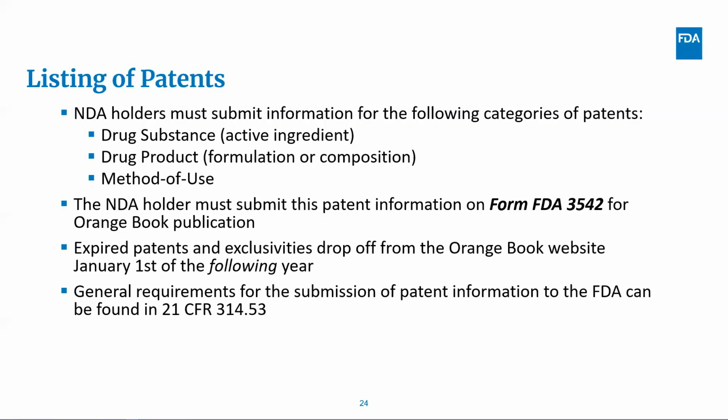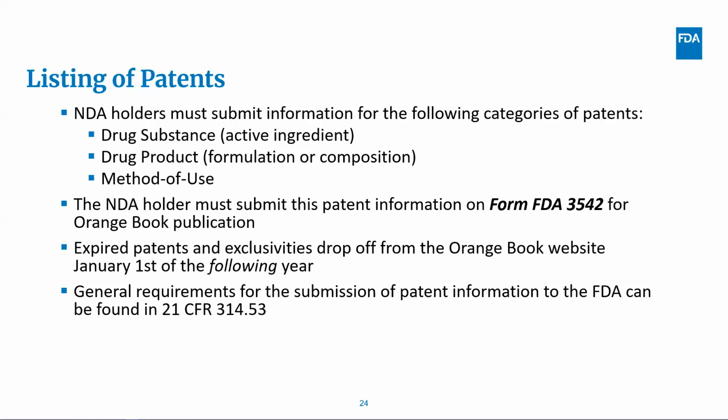How are patents listed in the Orange Book? Patents are listed based on information submitted by NDA holders. NDA holders submit information for the following categories of patents: drug substance or active ingredient, drug product, this includes the formulation or composition, and method of use.